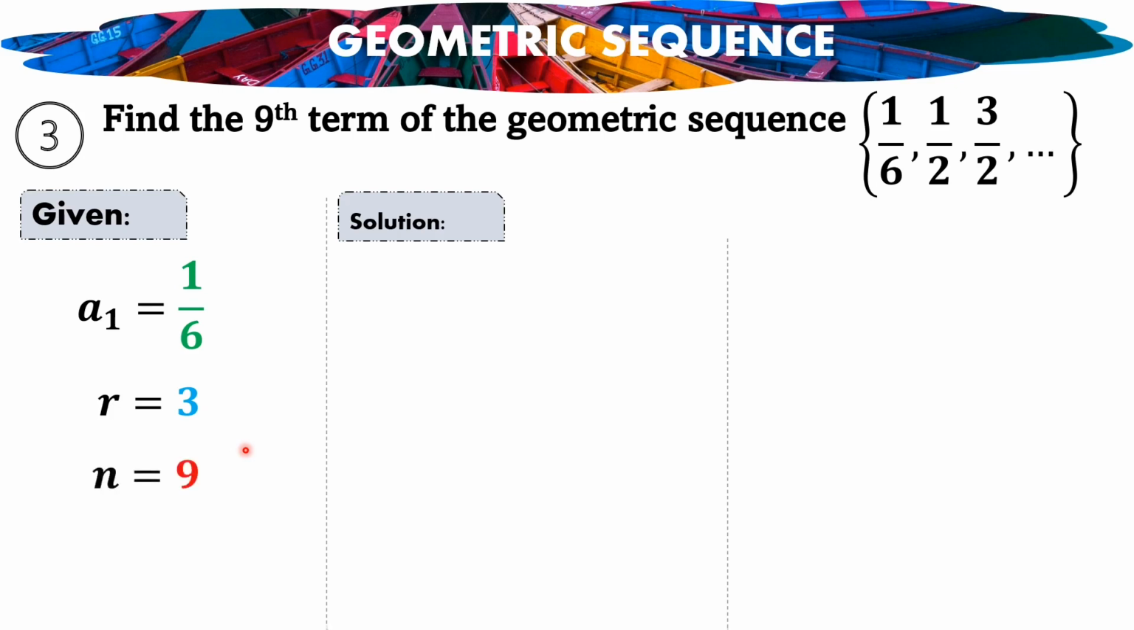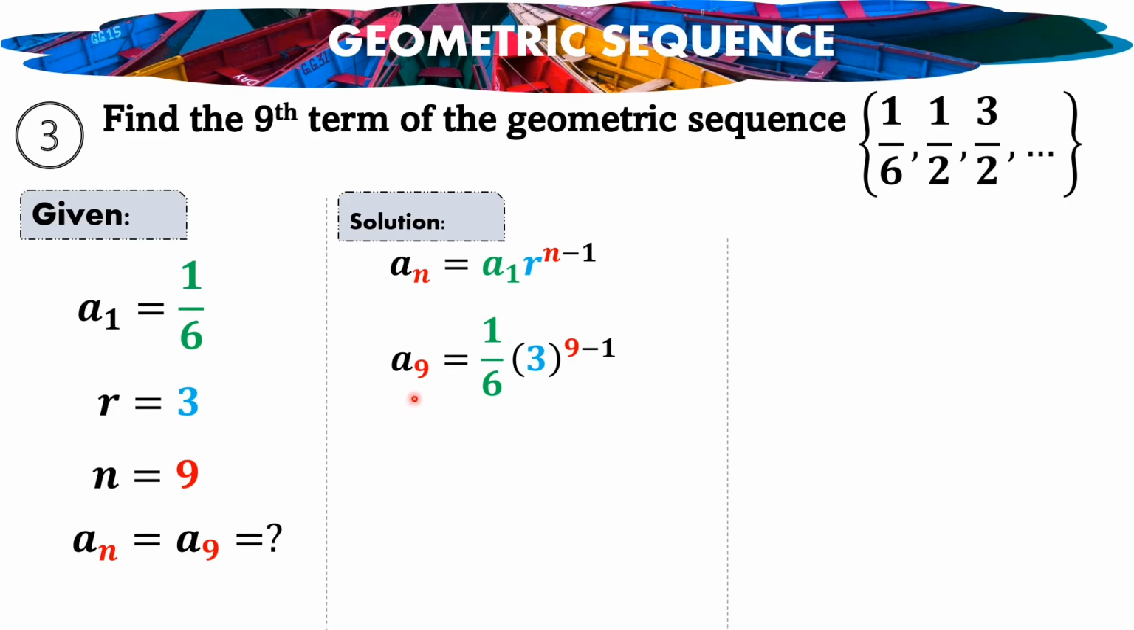Continuing, n is 9 because we're looking for the 9th term. What is a sub 9? A sub 1 is given, so the formula we will be using is a sub n equals a sub 1 times r raised to n minus 1. We have a sub 9 equals 1/6 times 3 raised to 9 minus 1. A sub 1 is 1/6, r is 3, n is 9.